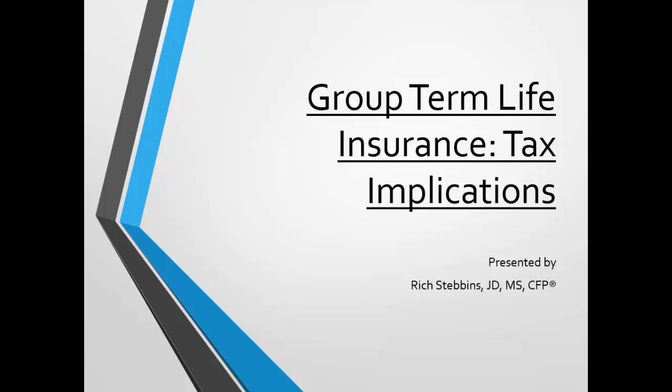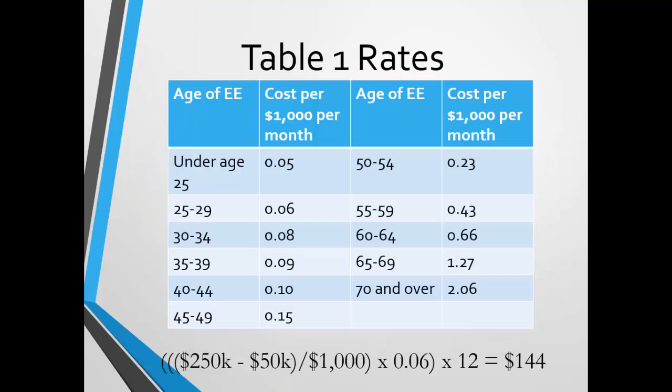Another option would be to give that excess to charity, and if you do that, excess coverage is not taxable. If the employee is disabled, excess coverage is not taxable. If you are looking at tax implications, what you need to do is check out the Table 1 rates. With the Table 1 rates, you're basically looking at the amount in excess of that $50,000, which is that magic number. And if you look at the bottom of the screen, you can see the actual calculation.